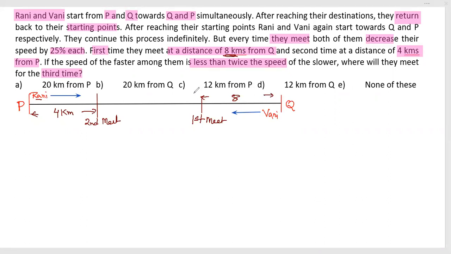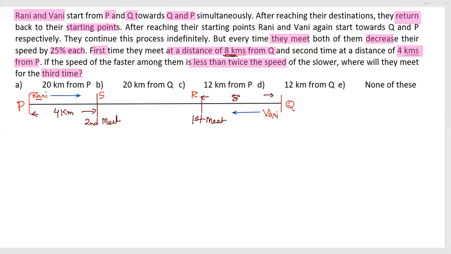Let's say we call the first meeting point R and the second meeting point S. The second meeting is 4 km from the point P. This is the way the distances have been given. The speed of the faster among them is less than twice the speed of the slower. Now there is some important information given.